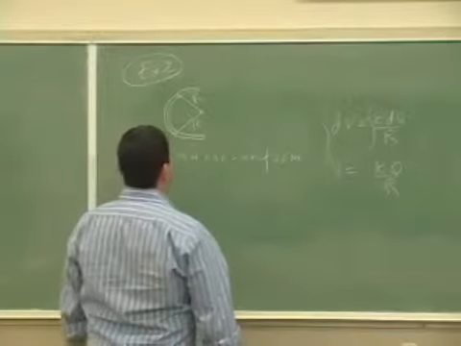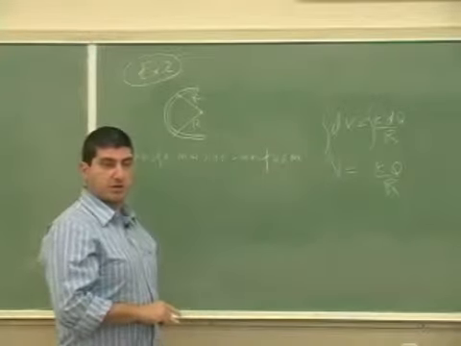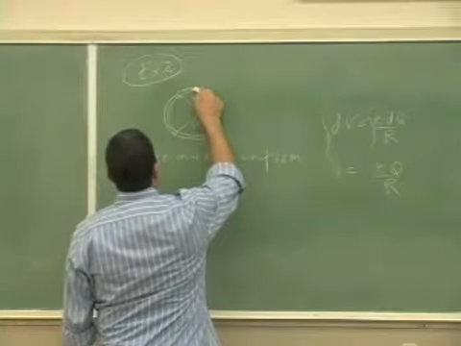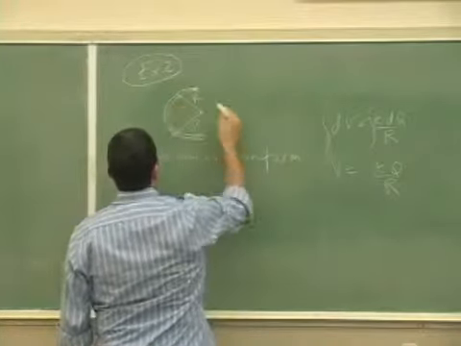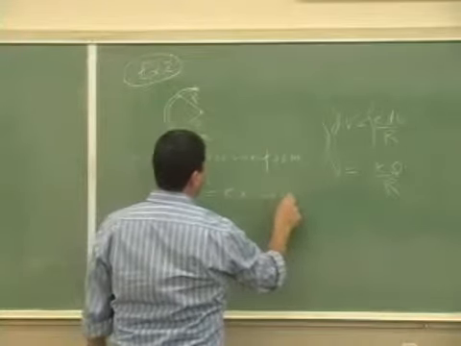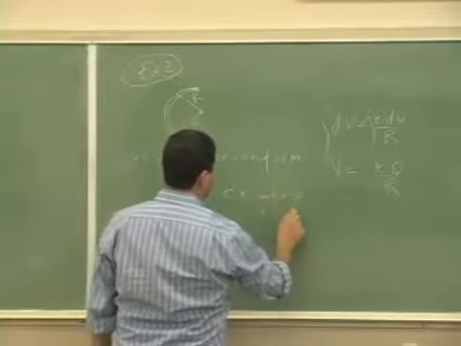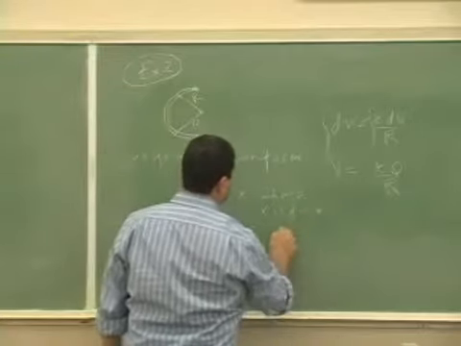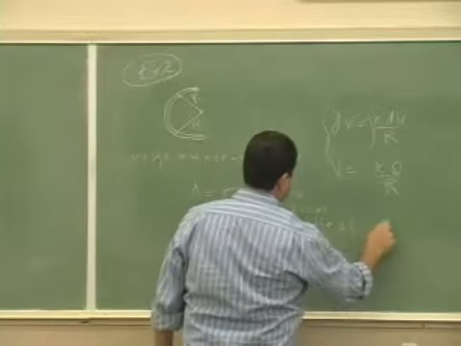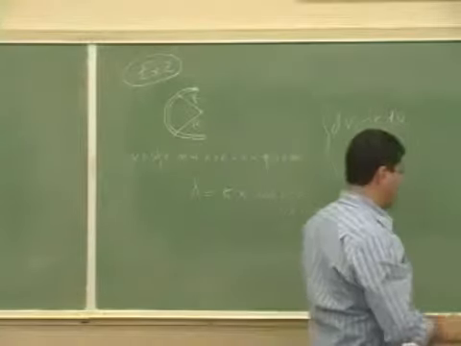How about if it's non-uniform charge density? Let's say there's more charge over here. Let's say it's like this. Lambda equals kx, where x is from the middle of rod.